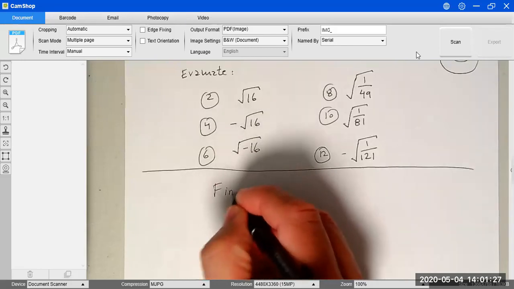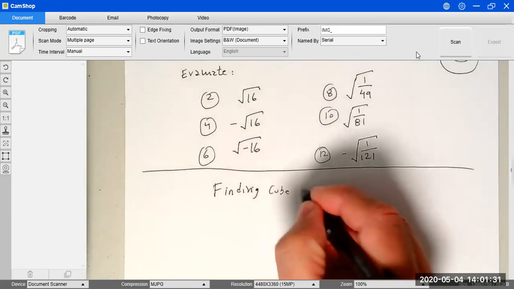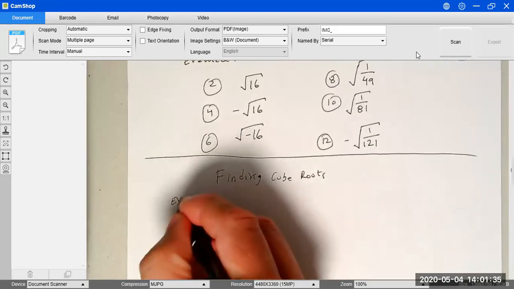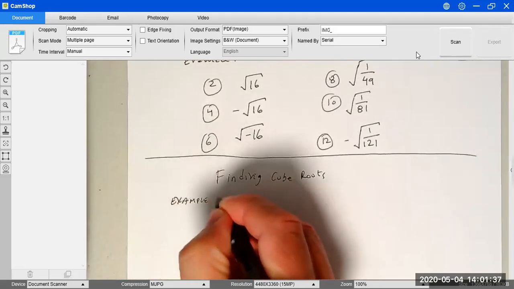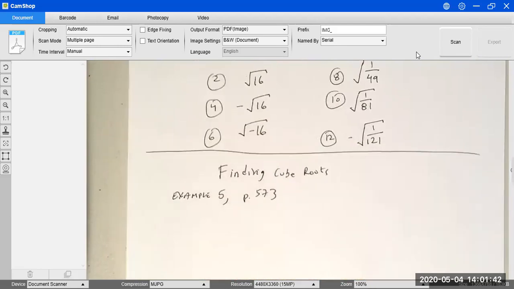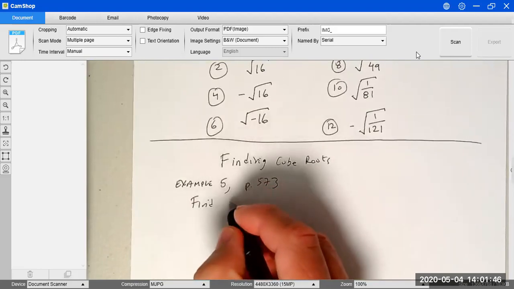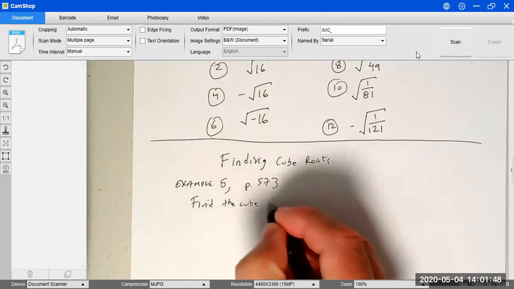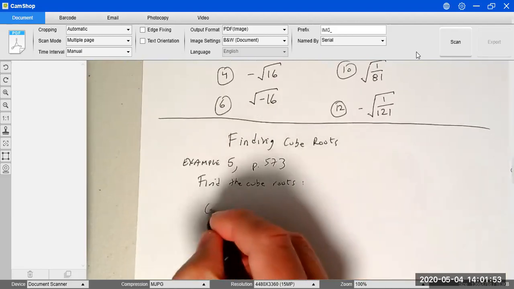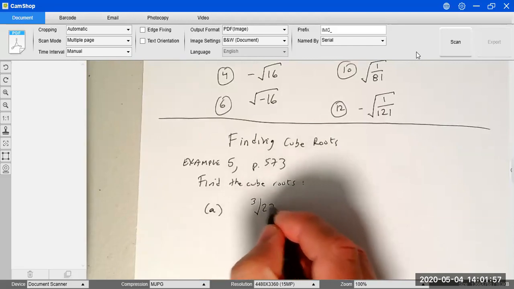So now we're going to solve an example where we're going to find cube roots, and we're going to follow the same procedure. So we have example 5 on page 573, and we have 3 problems. So we're going to find the cube roots. The first one, we have the cube root of 27.